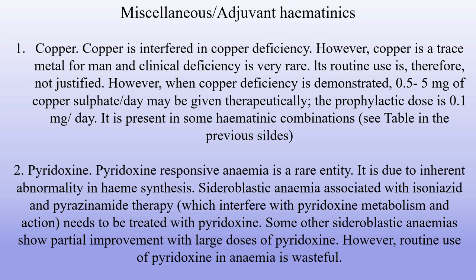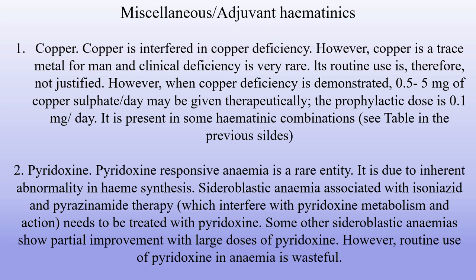And also miscellaneous adjuvant hematinics. First is copper. Copper is involved in iron utilization, and anemia can occur in copper deficiency. However, copper is a trace metal for men and clinical deficiency is very rare. Its routine use is therefore not justified.